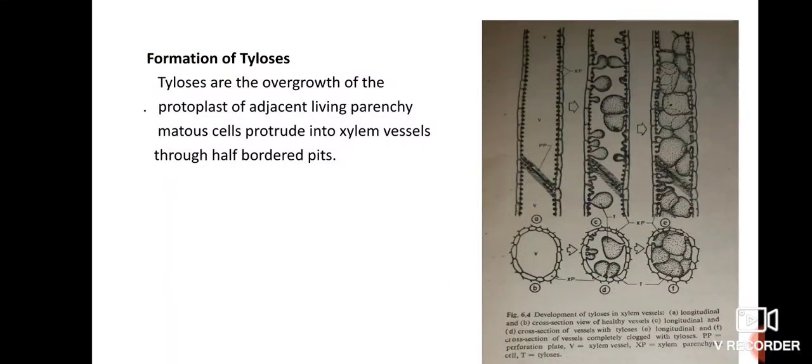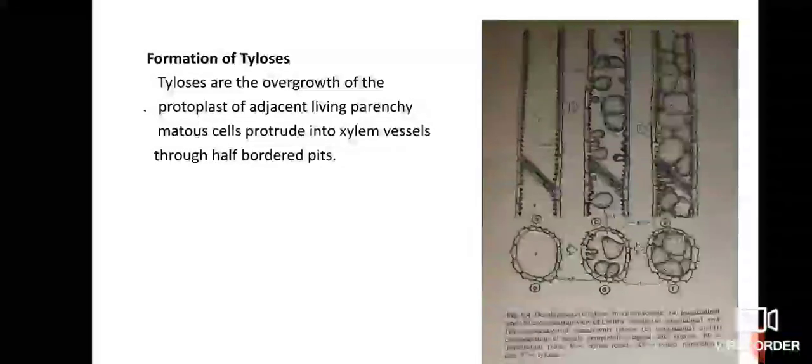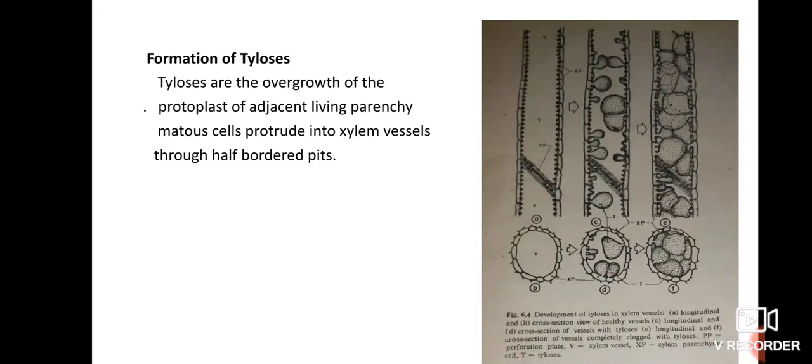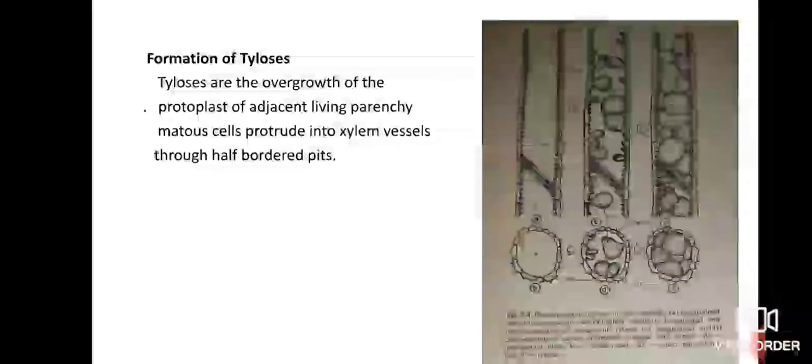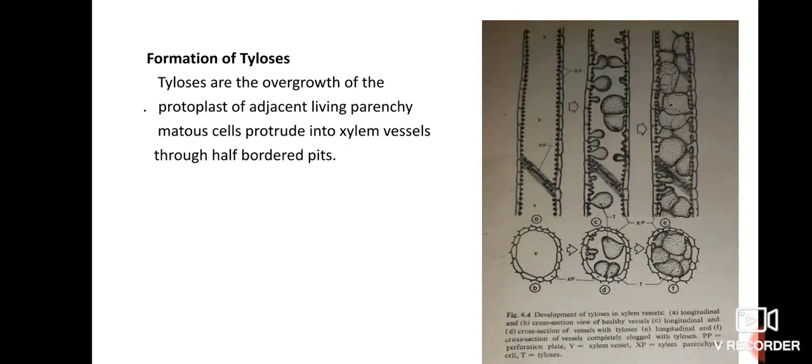Next one is formation of tylosis. Tyloses are the overgrowth of the protoplasm of adjacent living parenchymatous cells which protrude into xylem vessels through half-bordered pits. Tyloses are usually considered to be one of the factors which cause wilt. The time and rapidity of the formation of tyloses determines whether their role will be defensive or whether they themselves will be one of the factors for the causation of the disease.